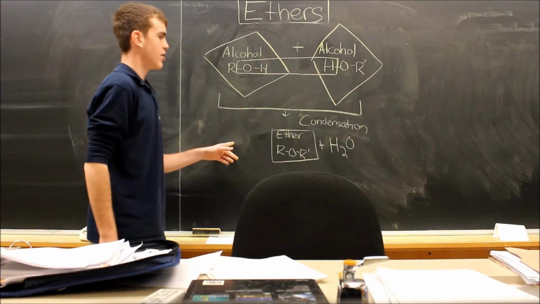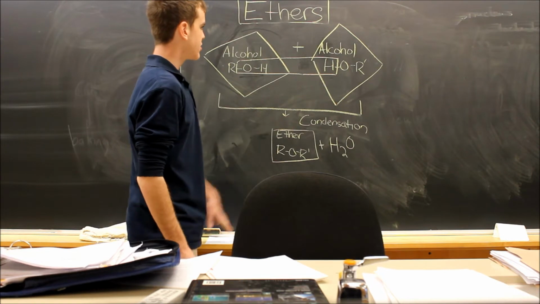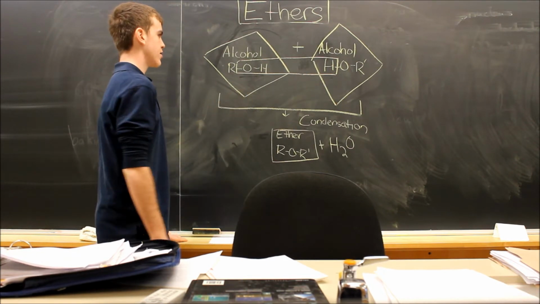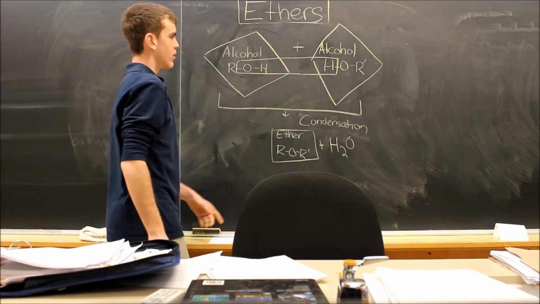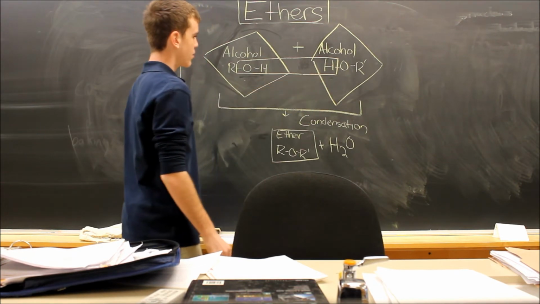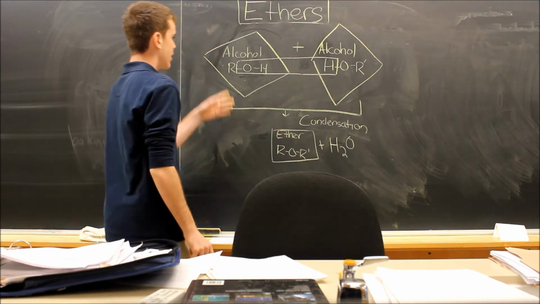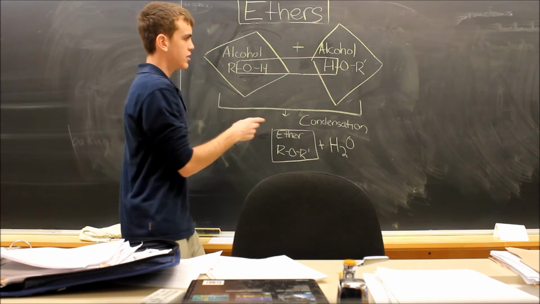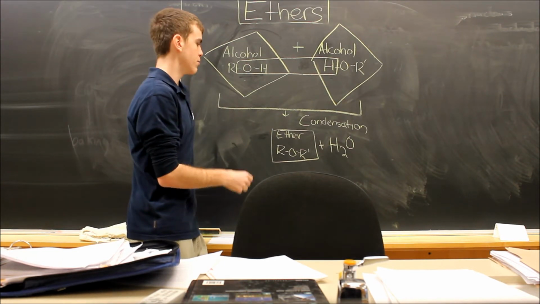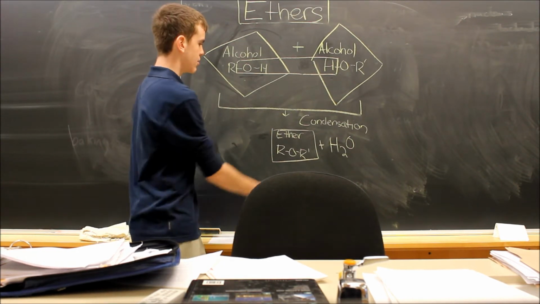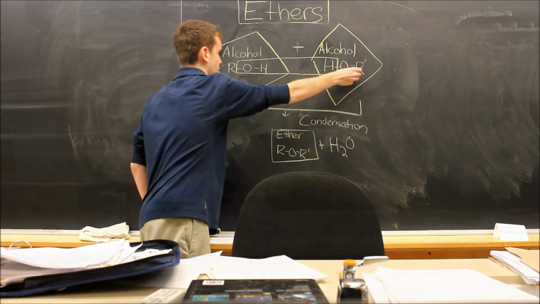Here's an example of how an ether is created. It's a condensation reaction when two alcohols react. The OH from one alcohol takes the H from the other alcohol, forming water, and then the one alkyl group bonds to the oxygen, which is already bonded to the second alkyl group, and that creates the ether, as you can see by the general formula, R, O, R prime.